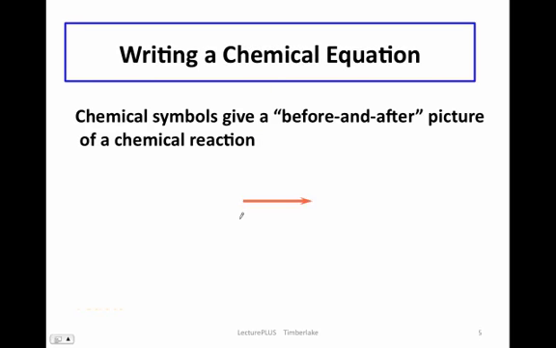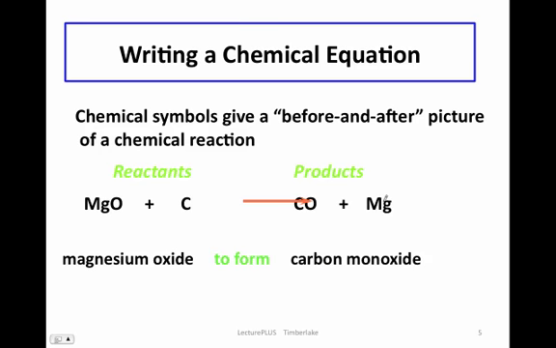Here's a chemical equation. The symbol given before and after. So we have reactants, magnesium oxide and carbon, and we have products, carbon monoxide and magnesium. And so that's how the word equation looks, and this is how we would read it.